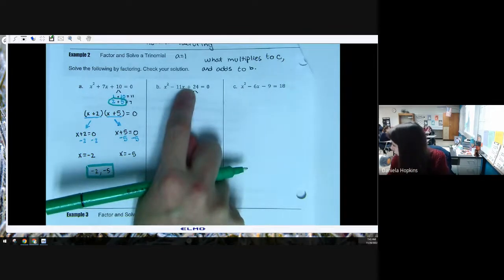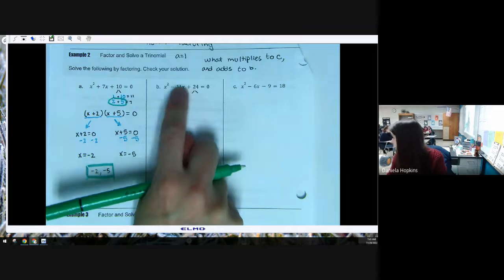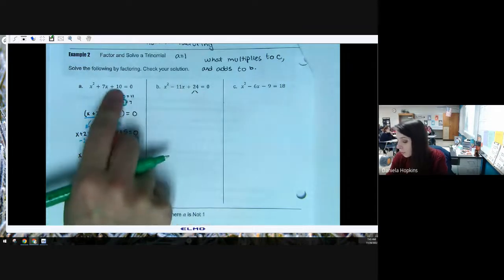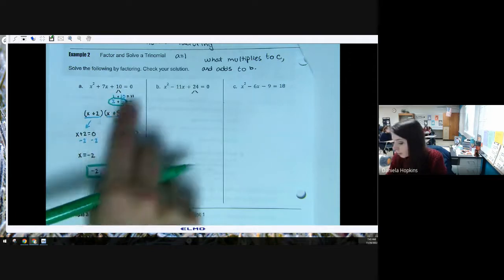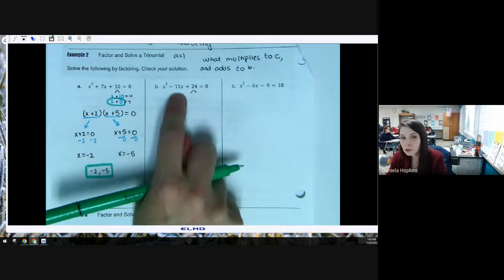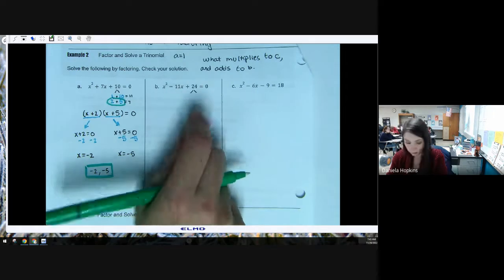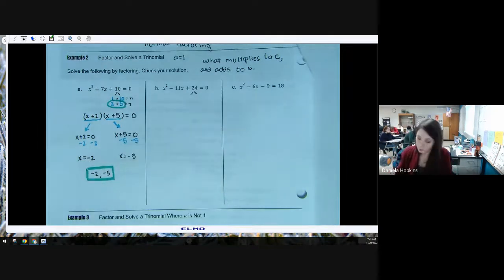Oh, yes, sorry. Okay, so you're on the right track though. You have to think about that. If it's going to add to a positive and multiply to a positive, then it'd be a positive and a positive. But if it multiplies to a positive and adds to a negative, they both have to be negative. So you can start running through.